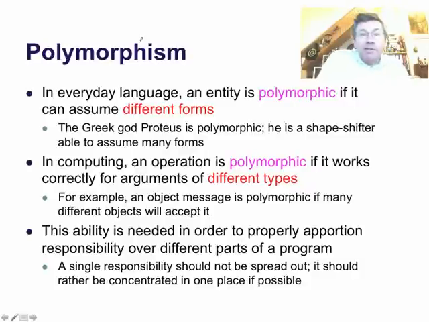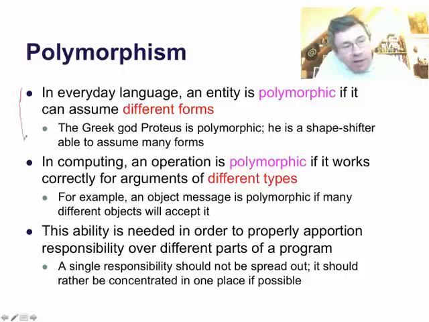Polymorphism, next to data abstraction, is the most important property of object-oriented programming. So let's explain what it is. Well, polymorphism is a word coming from everyday language. It comes from Greek: polymorphism, multiple shapes. An entity is polymorphic if it can assume different forms or shapes.